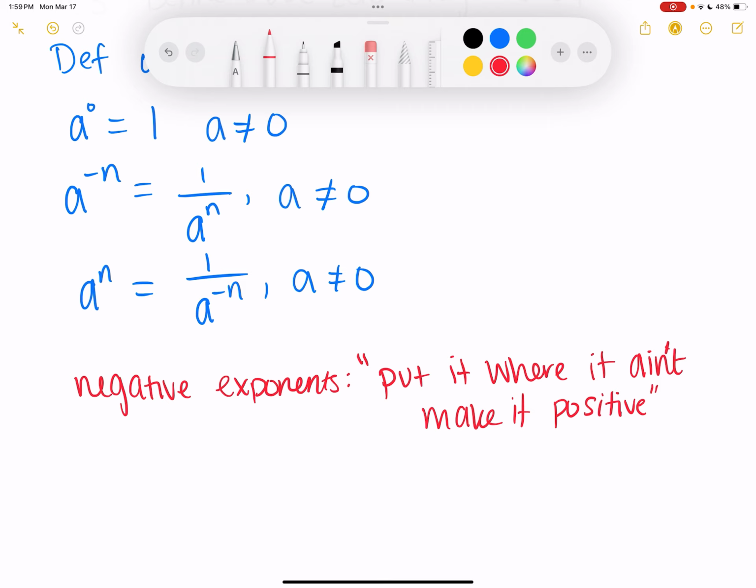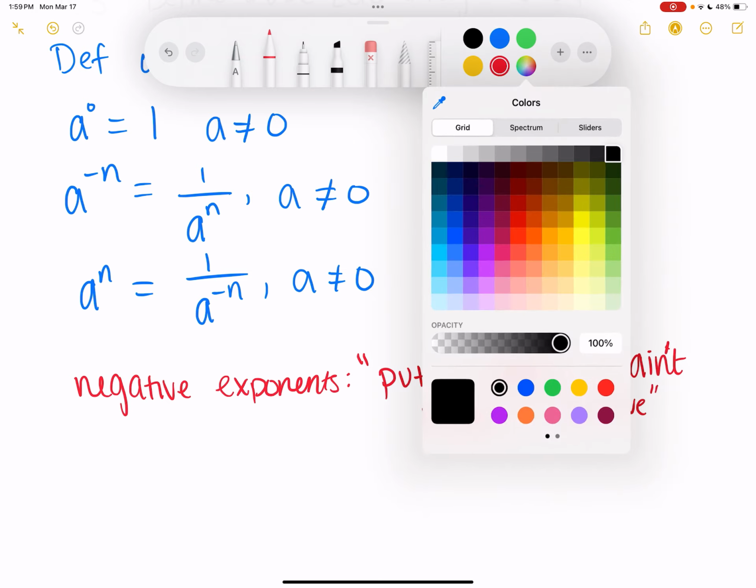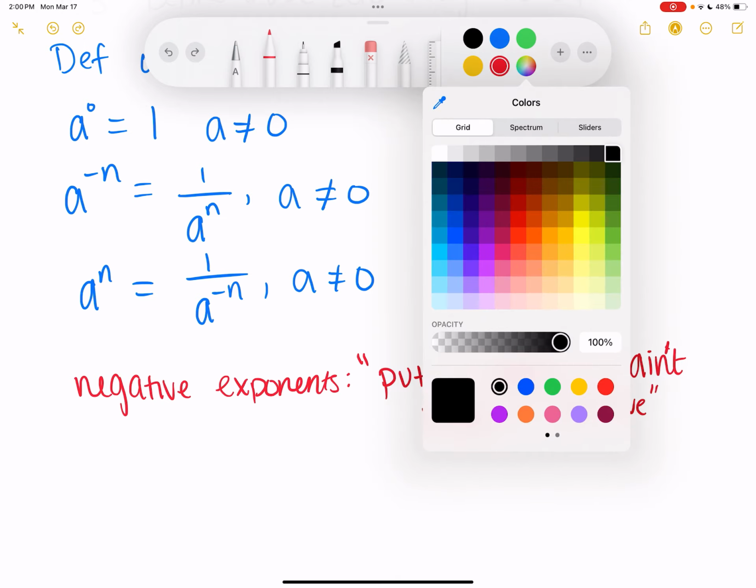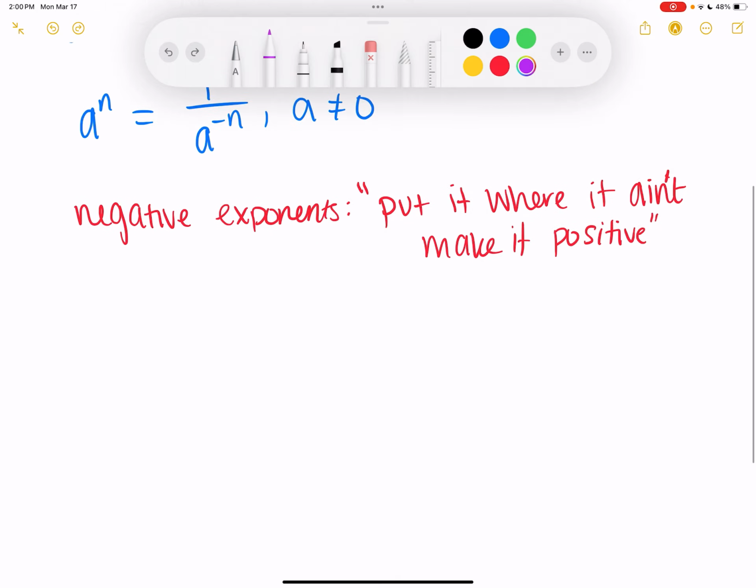All right, since it's been a few days since we did our other properties of exponents, I'm going to quickly put them back up here so that we have them to review, because it'll come into play with this section again as well. Just a review from the first two sections. A to the m times a to the n equals a to the m plus n.